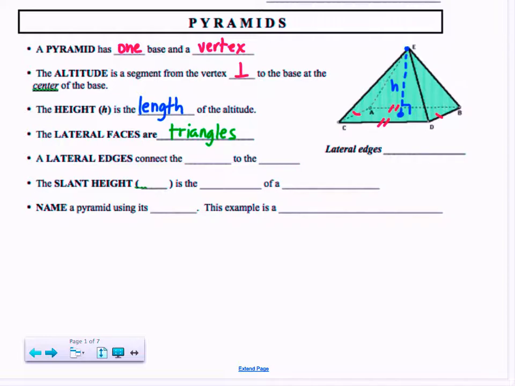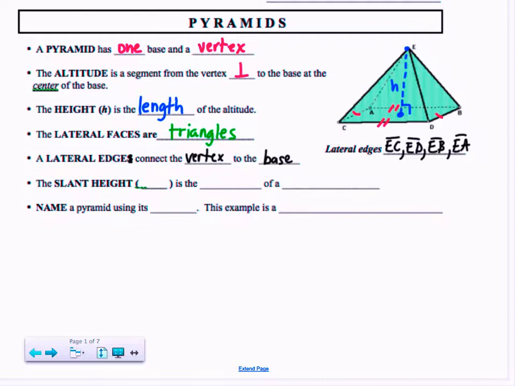The next bullet down. There's a typo. That should say a lateral edge, so we've got to cross off that S there. A lateral edge connects the vertex to the base. So if I asked you, by looking at that picture, what would the lateral edges be? If you're saying segment EC, segment ED, segment EB, and segment EA, you would be exactly correct and you'd win the prize.